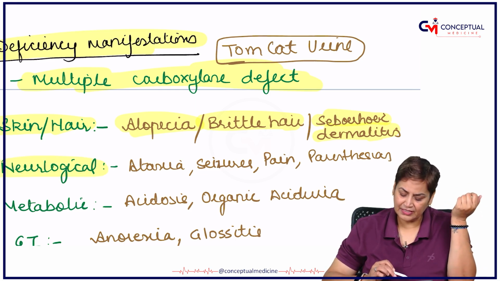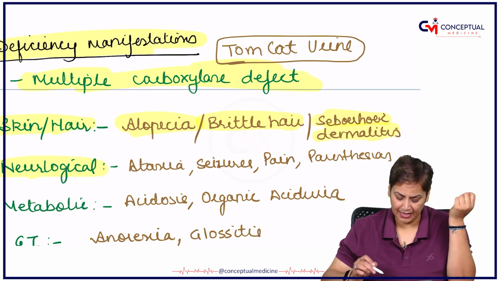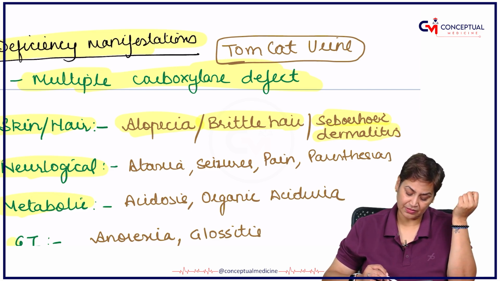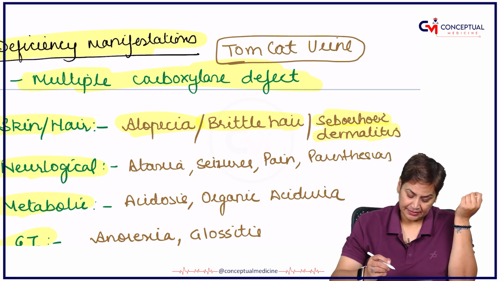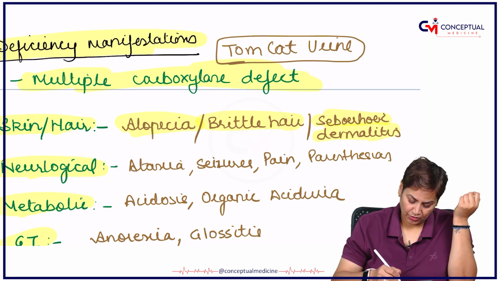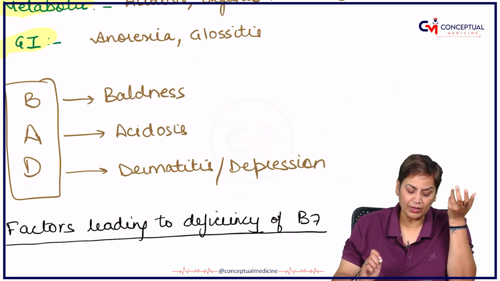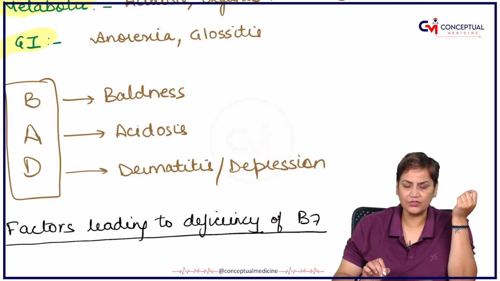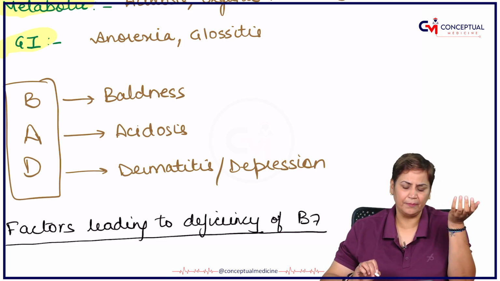Then neurological manifestations: ataxia, seizures, pain and paresthesias will be there. If we talk about metabolic, acidosis and organic aciduria will be there. And if we talk about the GI symptoms, anorexia will be there, glossitis will be there. Then this is just a mnemonic to remember: BAD. In BAD, B stands for baldness, A stands for acidosis, D stands for dermatitis or depression, just to remember it.